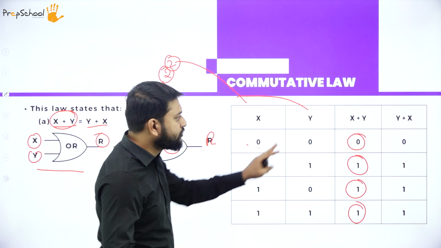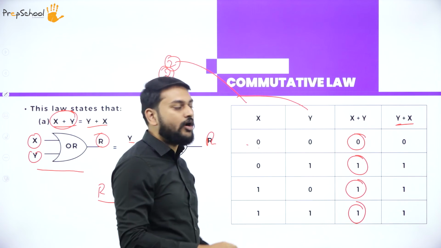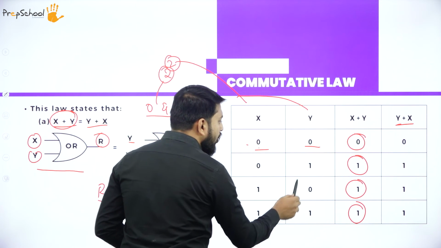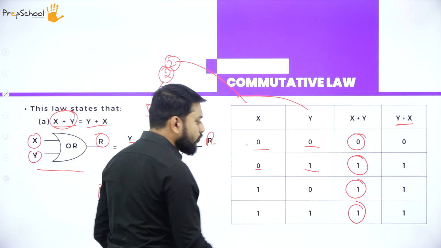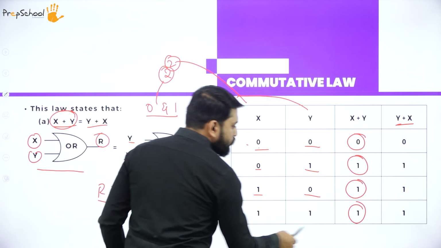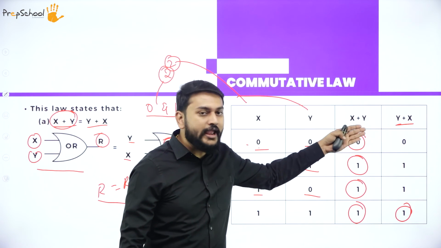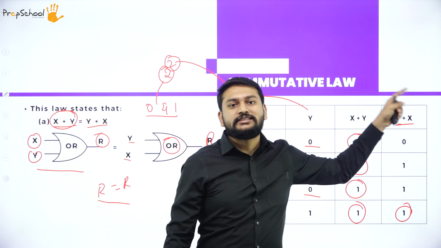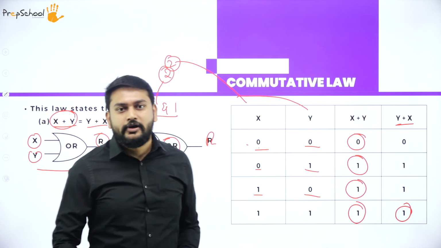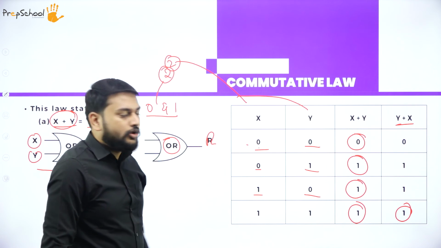So fine, let me just interchange. For this, I need to perform y plus x now. 0 plus 0, again, obviously it is 0. 1 plus 0, obviously it is 1. And 0 plus 1 is also 1. And 1 plus 1 will also give you 1. So both x plus y is equal to y plus x. There is no change in that. This is the first law that you need to understand with respect to the commutative law.